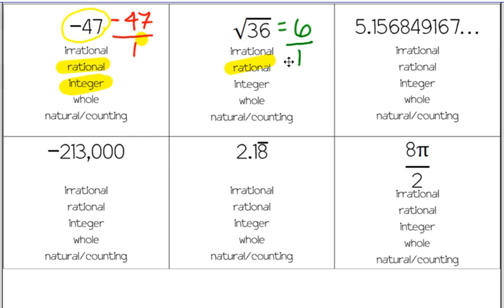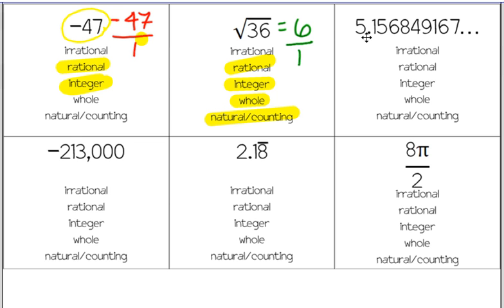So 6 would be considered an integer, so we would highlight that one. 6 is also a whole number, and it's also a natural/counting number. So in this case, the square root of 36 is rational, it's an integer, it is a whole number, and it is a natural number.